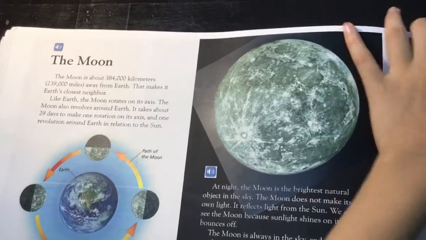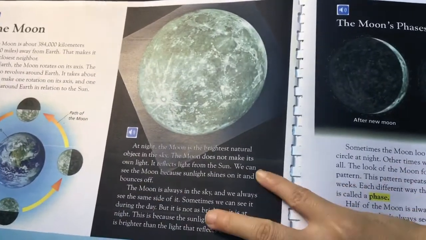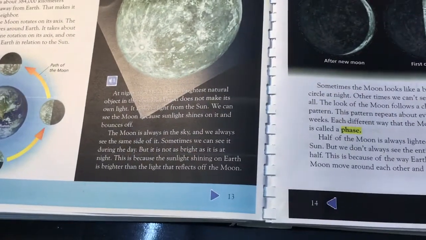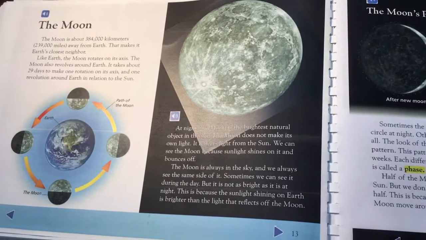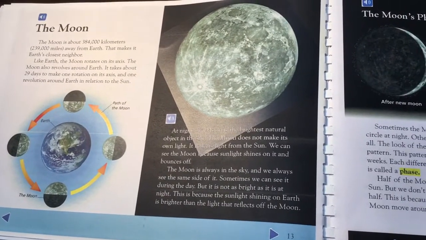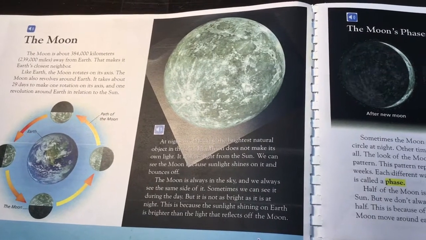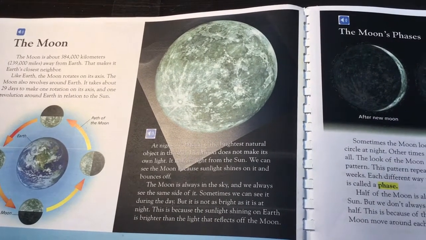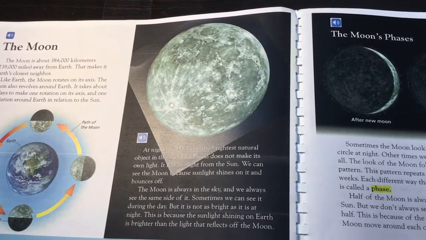The moon is about 384,000 kilometers or 239,000 miles away from Earth. That makes it Earth's closest neighbor.